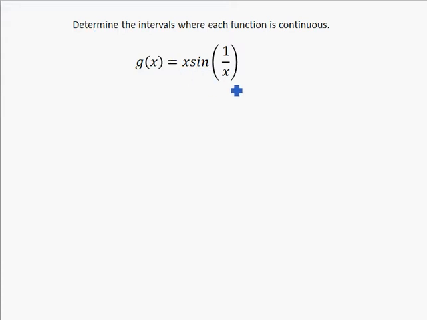To find out where this is continuous, first we're going to look for where this thing's undefined. Because remember, our very first rule of continuity, our very first condition, is that the function must be defined if it's continuous. So to find out where it's defined, we just look and see, in this case, if we're dividing by 0 anywhere. So we have this 1 over x on the inside here.